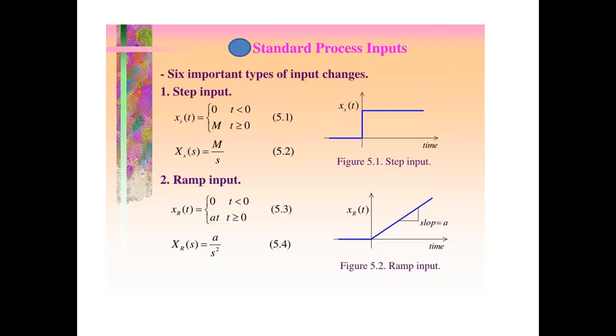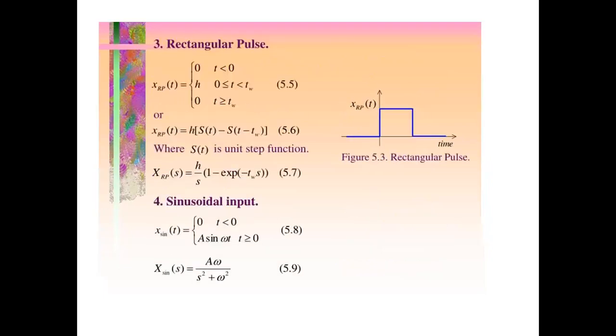For a ramp input, when t is less than 0, the value will be equal to 0, and when t is greater than or equal to 0, the value will be equal to at. That is, when t is 1, the amplitude is 1; when t is 2, the amplitude is 2; and so on, a multiplication of the amplitude. Similarly, we can find the slope, which is nothing but the value of a, the difference between the two values. The Laplace transform of t is 1 by s squared. The third input is the rectangular pulse.